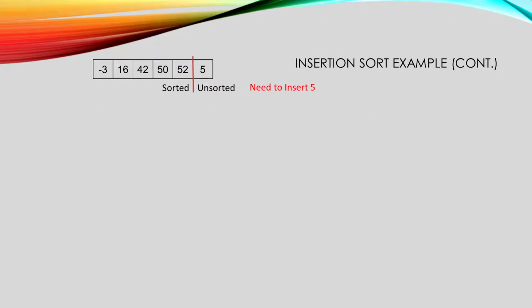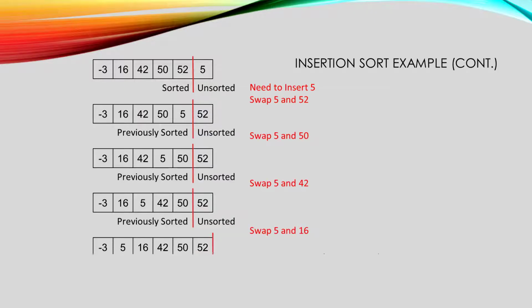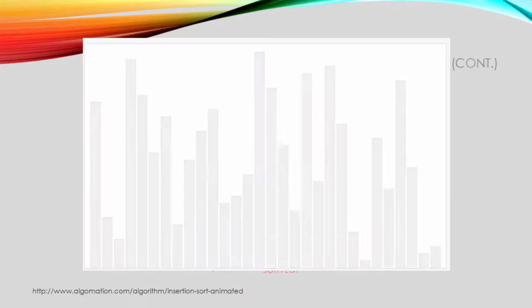All we have left to do is insert the 5. It swaps with 52, with 50, with 42, and with 16, but then it stops because it is greater than -3. Now the sorted portion of the array is the entire array, so we're finished.